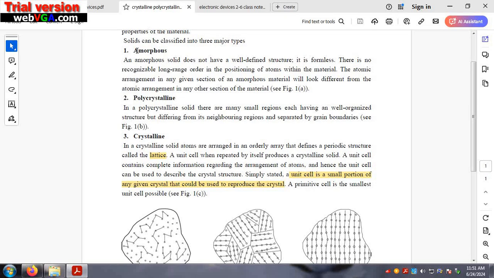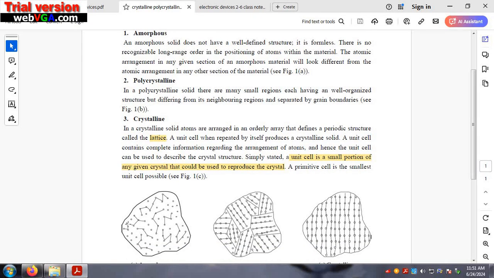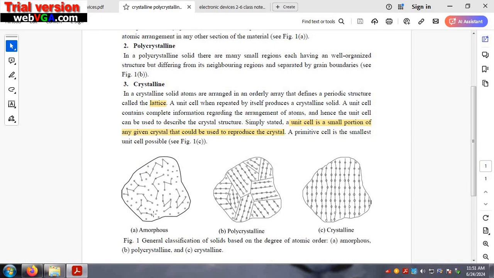In the amorphous one, you will find that the atoms inside the crystal do not have a well-defined structure. It is formless. There is no recognizable long-range order in the position of atoms inside the material. That means atoms inside the metals are haphazardly arranged. So in figure 1, you will find the atomic arrangement inside the crystal.